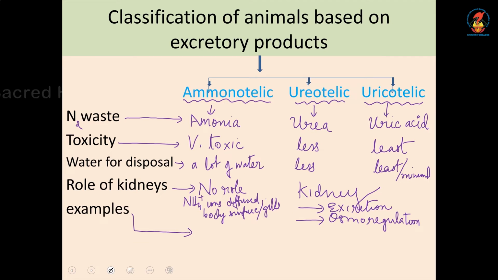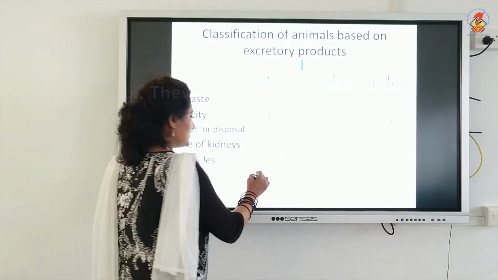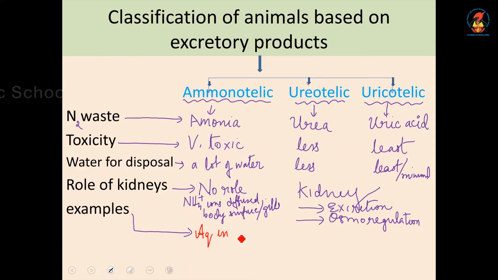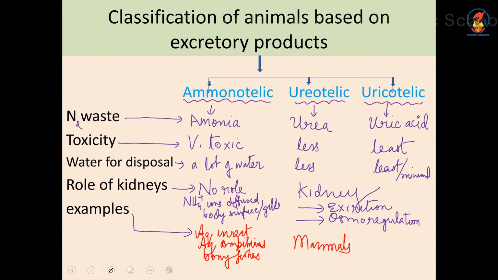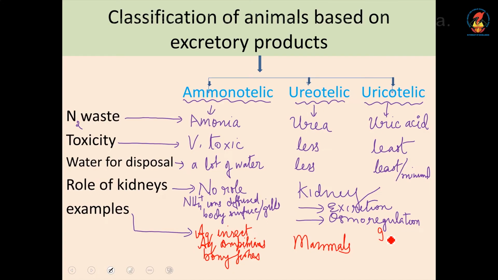The examples that come under ammonotelic are definitely those organisms that reside in water. They are the aquatic insects, amphibians, and most of the fishes, especially the bony fishes. An example for ureotelic is us, man, and all mammals. We all are ureotelic. The major constituent is urea. And uricotelic are the insects in the air, the reptiles and birds.